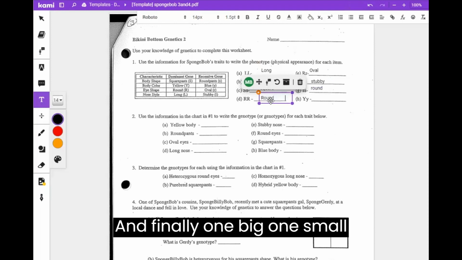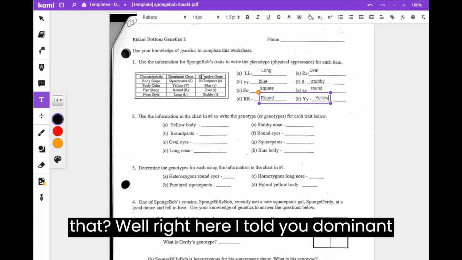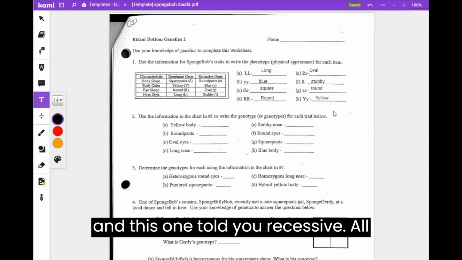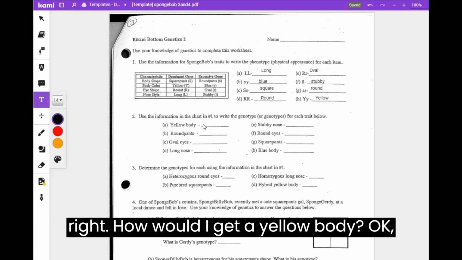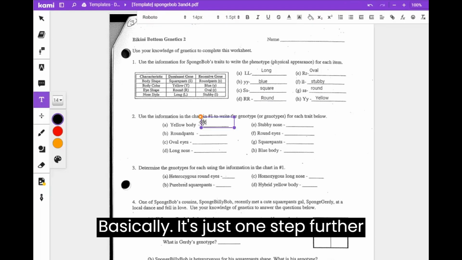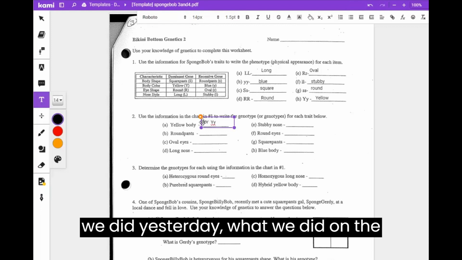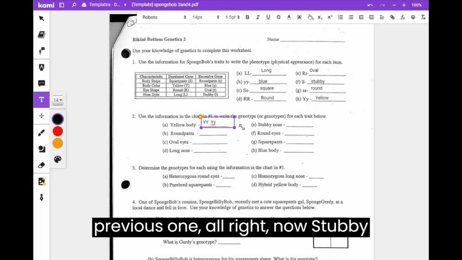And finally, one big, one small Y would be yellow. How did I get that? Well, right here, it told you dominant, and this one told you recessive. How would I get a yellow body? We're just going to do the same thing. Basically, it's just one step further than what we did on the previous one.